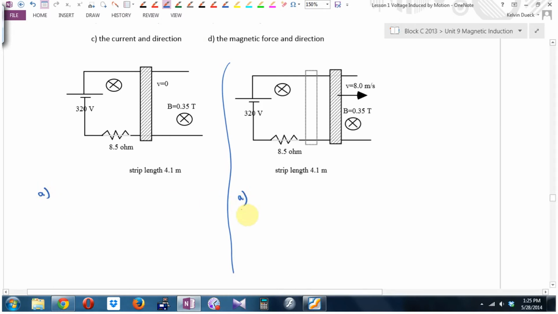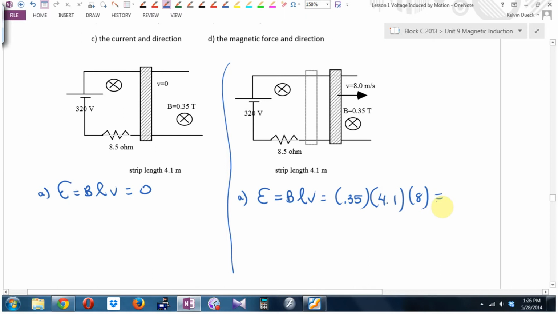For the first situation, what is the induced voltage if I'm standing still? We said induced voltage was equal to the magnetic field times the length times the speed, and since the speed is 0, the voltage is 0. Here, the induced voltage is going to be BLV: magnetic field 0.35, length of wire 4.1, the diagram says, speed 8.